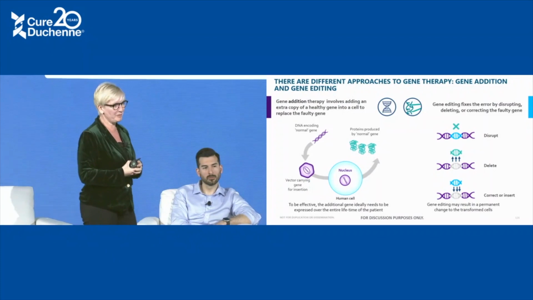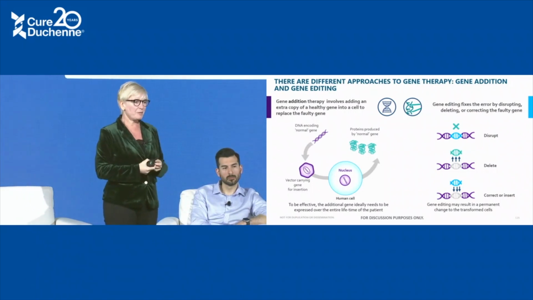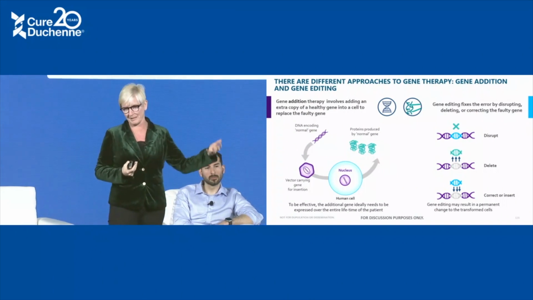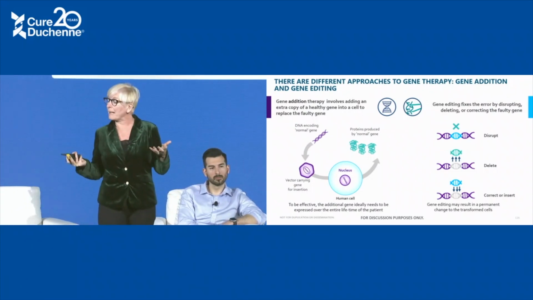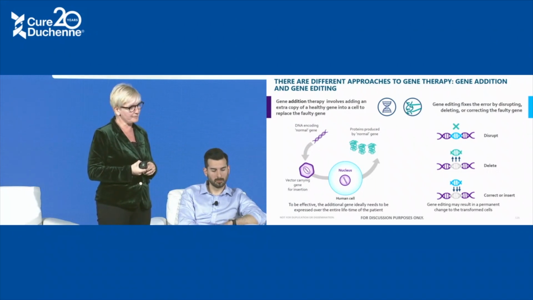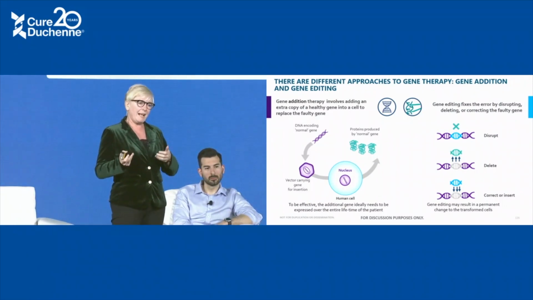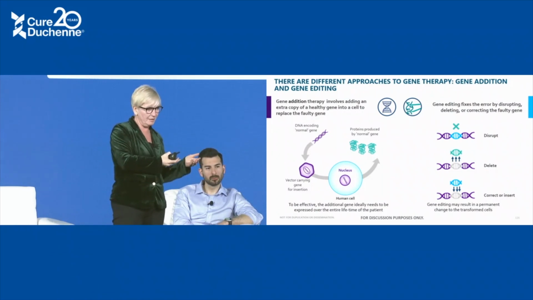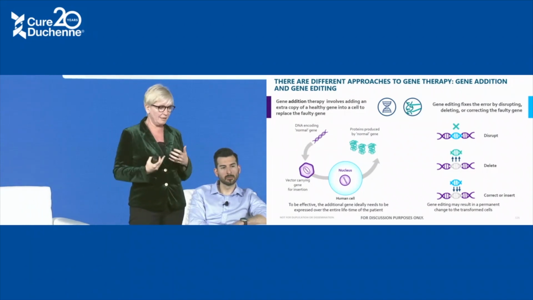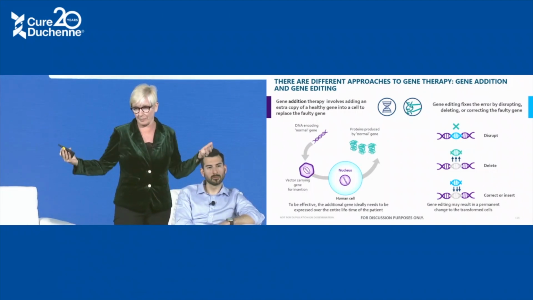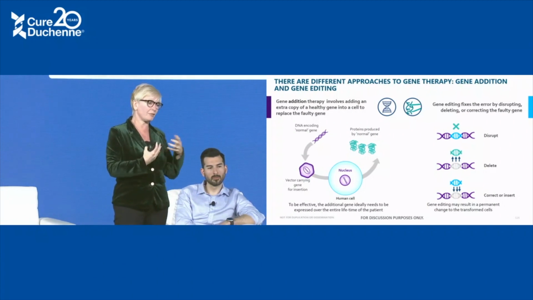As you heard this morning, from my fellow panelists, there are multiple different approaches to gene therapy. 2 of them are shown in this slide: gene addition or gene replacement, which is the approach that's been taken by multiple sponsors looking at, for example, the microdystrophin or the mini-dystrophin gene therapy programs. Gene addition or gene replacement therapy involves adding an extra copy of a healthy gene into a cell to replace the faulty gene. And to be effective, that additional gene really needs to be expressed over the entire lifetime of the patient so that it can continue to supply the healthy version of the gene that is faulty.